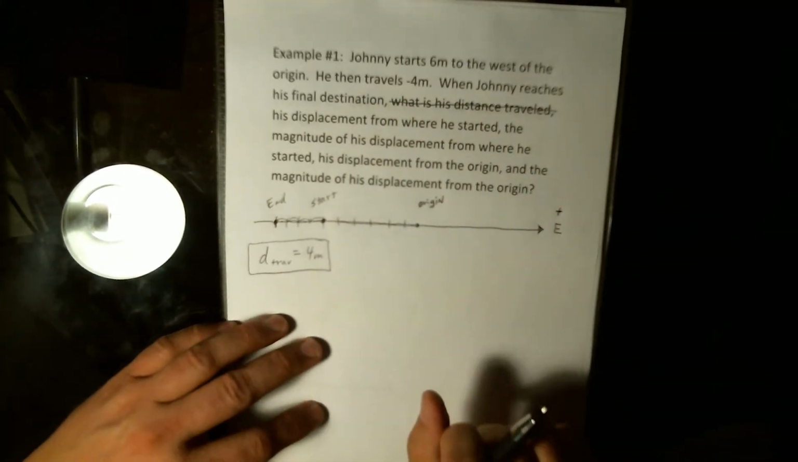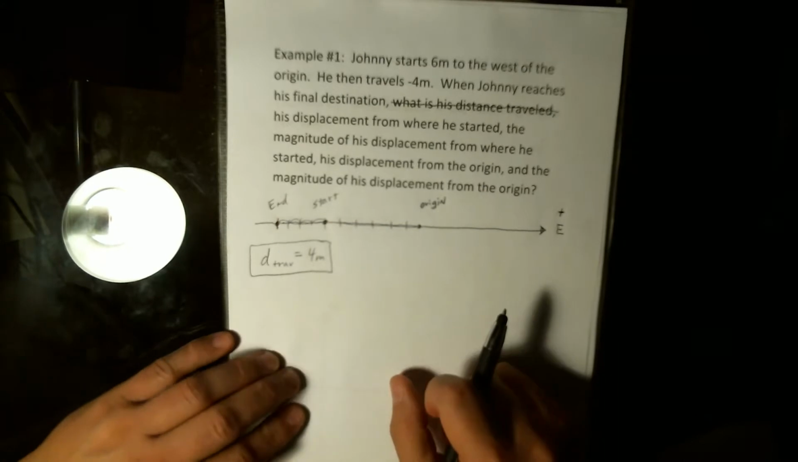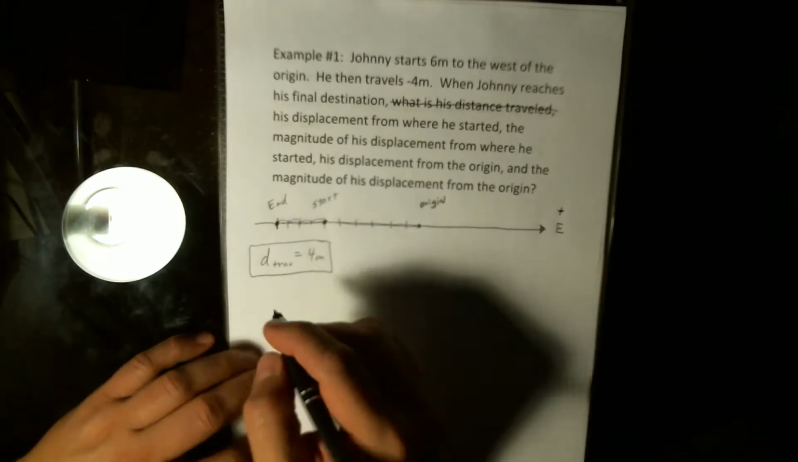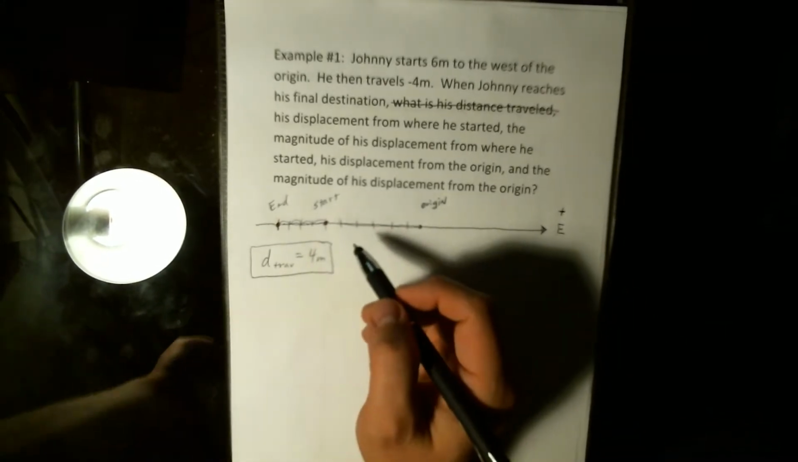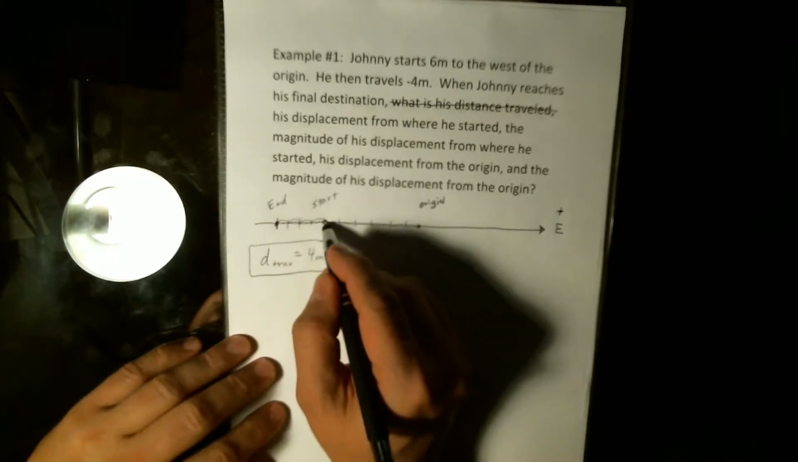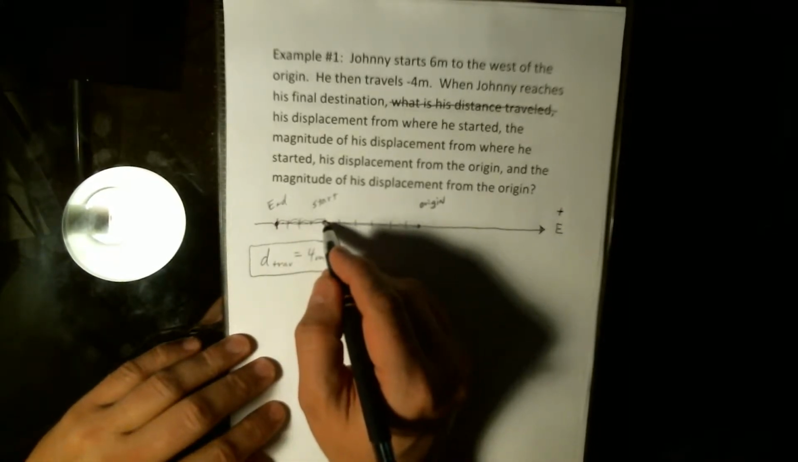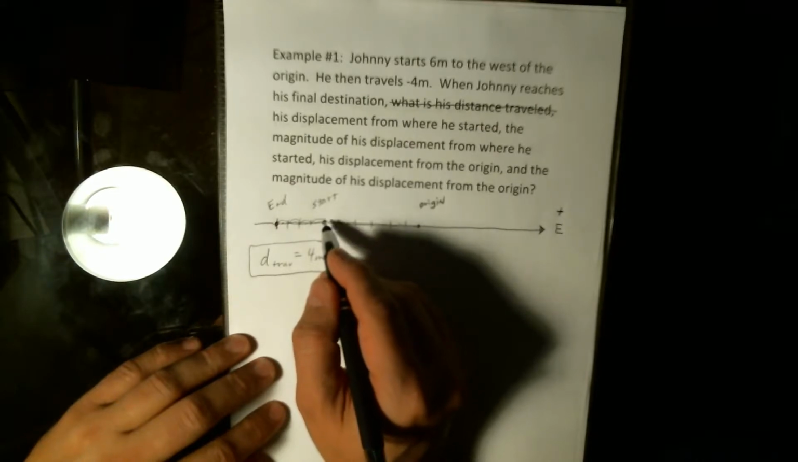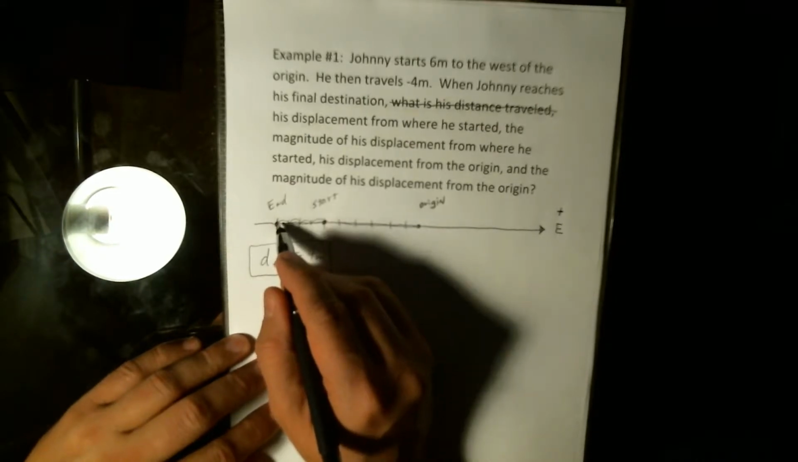What is Johnny's displacement from where he started? So he started here. His displacement would be in a straight line from where he started to where he ended. How far did he go and what direction did he go in?